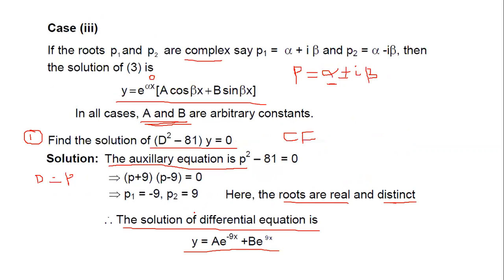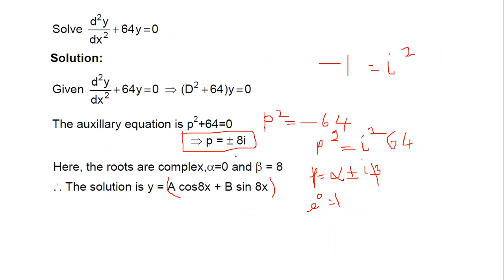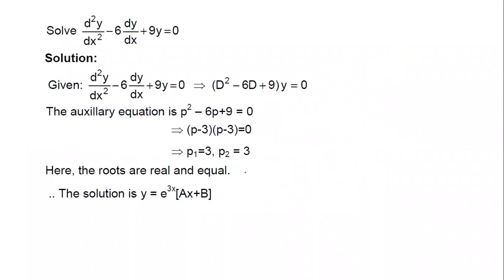See, first case is real and unequal. Second case is complex. Now we are discussing the third case: d square y by dx square minus 6 dy by dx plus 9y equal to 0. In case this problem is given, first you have to write it in the D format. That means you substitute d for d by dx, then d square for d square by dx square, then this equation will become d square minus 6d plus 9 into y equal to 0.